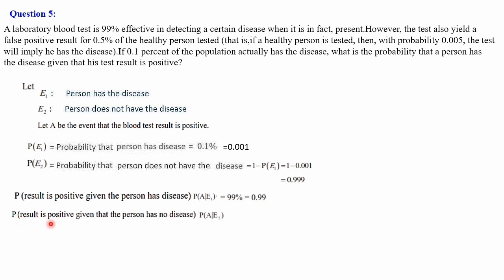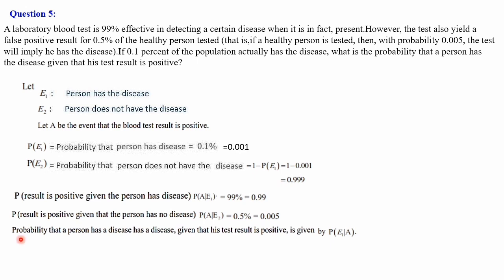Next is probability of result is positive given that the person has no disease. That is the faulty case, A given E2. Probability of result is positive, that is A, given that the person has no disease, that is E2. So P of A given E2 is 0.5%. That is 0.005.